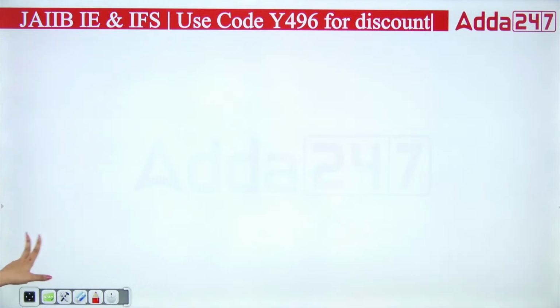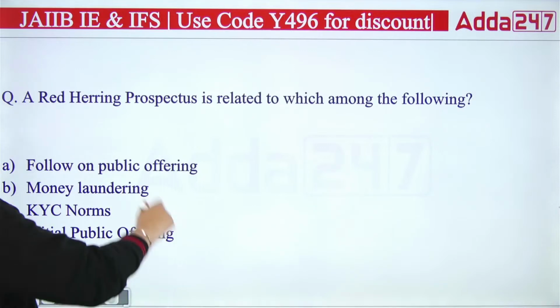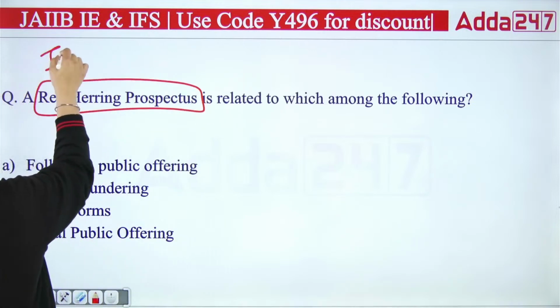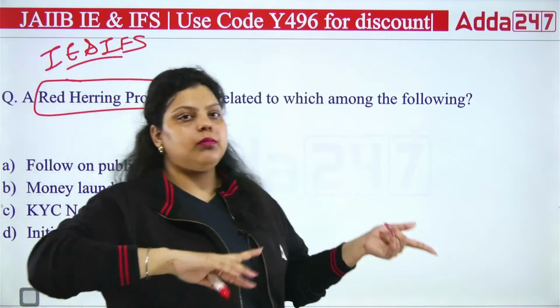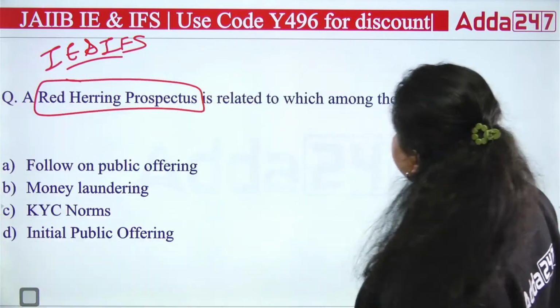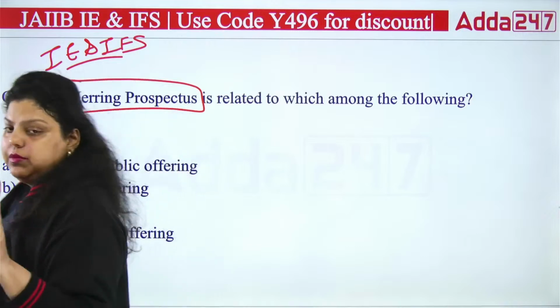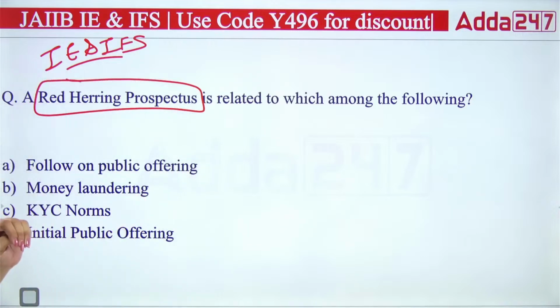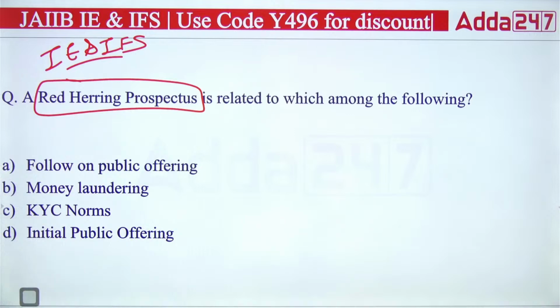Next. The next question is talking about a red herring prospectus, a very important topic for IE IFS subject also. So the red herring prospectus you will study in PPB as well as in IE IFS. A red herring prospectus is related to which among the following? Follow on public offering, money laundering, KYC policies, or initial public offering? Which of the following will be correct? A, B, C or D.